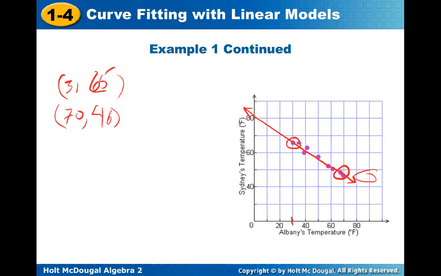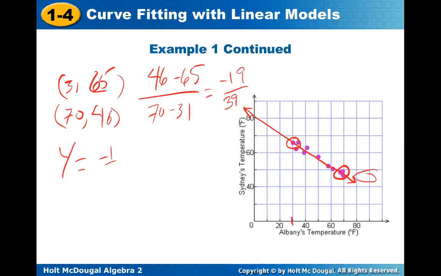Well, now I could find the line of best fit by algebraic means. All right? 46 minus 65. What am I finding? 70 minus 31. What am I finding? Slope. So that would be negative 19 over 39. Now, for the purposes of doing this problem, could I say that's roughly negative 1/2? Yeah. Pretty close, right? It's not going to be perfect, but it's roughly, right? If it was negative 20 over 40, that would be negative 1/2. So I'm going to say y, which would be Sydney's temperature, is negative 1/2 x, Albany's temperature, plus b.